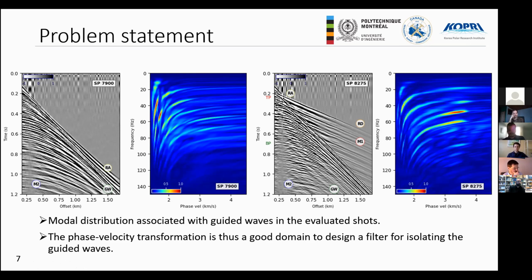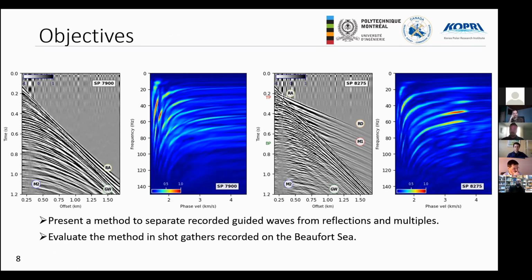The objectives of this presentation are to present a method to separate recorded guided waves from the reflections and multiples, and to evaluate the method on shot gathers recorded in the Beaufort Sea.